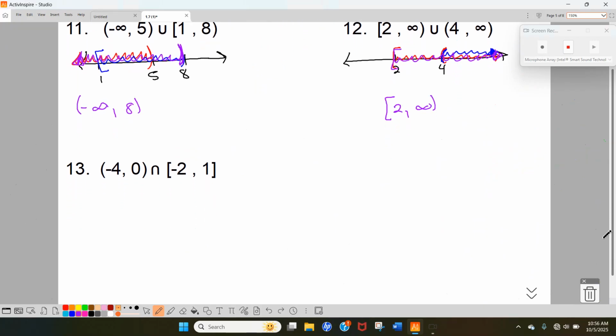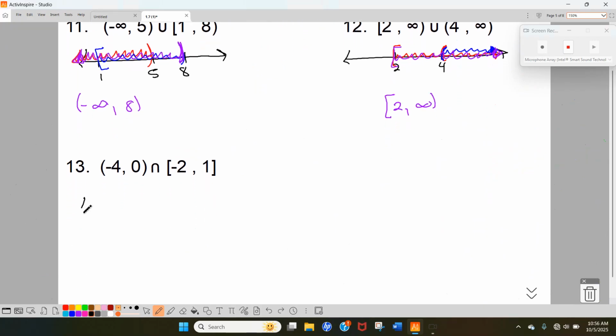All right, 13. All right, those are all the numbers in play. So let's see, we go -4 to 0. And they also want us to do -2 to 1. Put those up brackets. All right, this is an intersection. It's an and. It only occurs where they overlap. So this little bit in the middle where the colors overlap is our answer. So we're only going to go from -2 to 0.